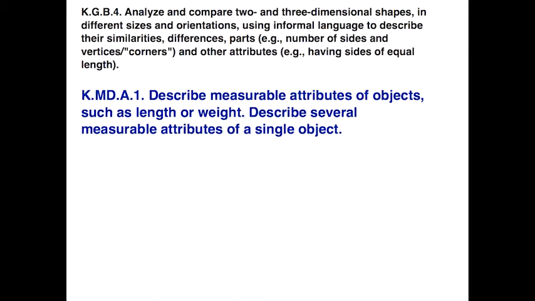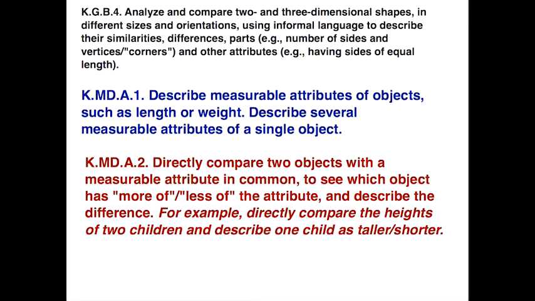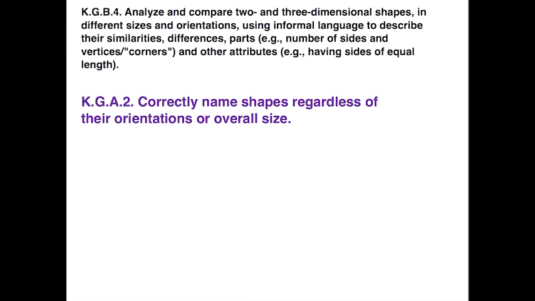Standard K.M.D.A.1 is related to it in that students would need to describe measurable attributes of objects such as length or weight. Standard K.M.D.A.2 talks about directly comparing two objects with a measurable attribute in common. Standard K.G.A.2 is about correctly naming shapes regardless of their orientations or overall size.